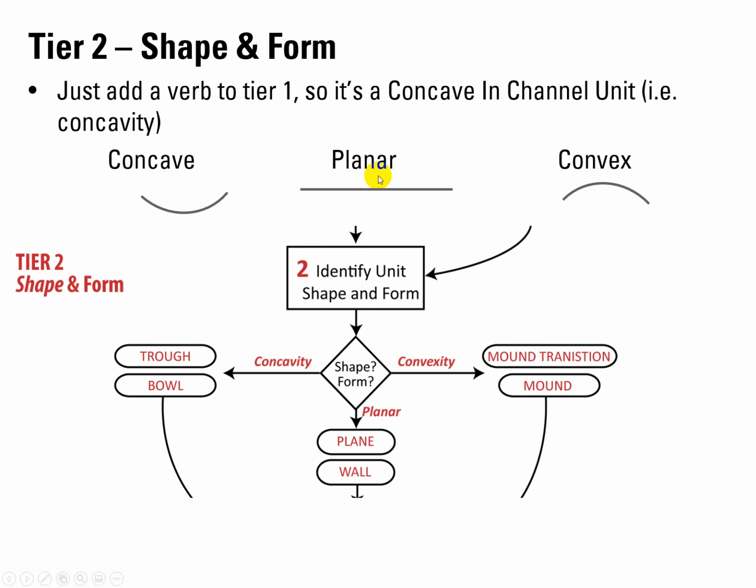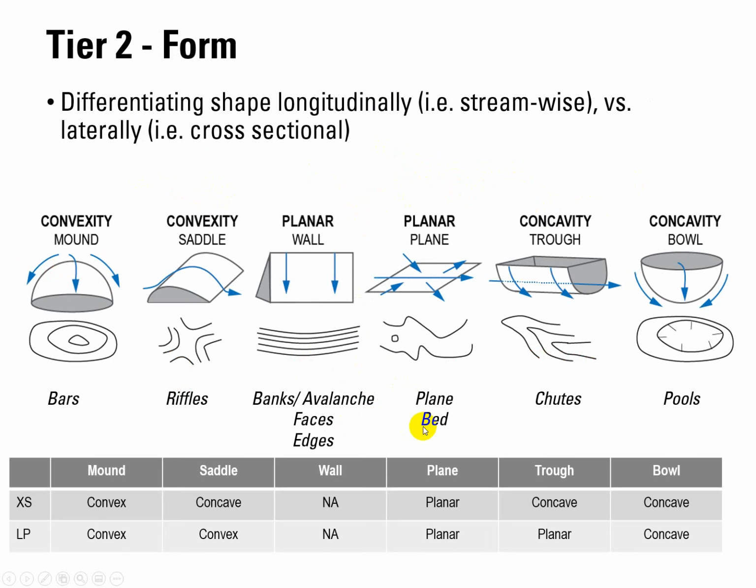It would shed off in the planar and shed off in the convex, right? But here it would shed away, and here it would just sort of move along uniformly. So we can differentiate concavities, convexities, and planars. Okay, those are basic shapes.